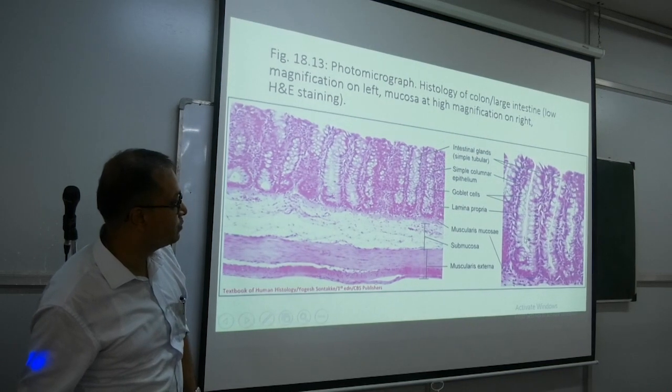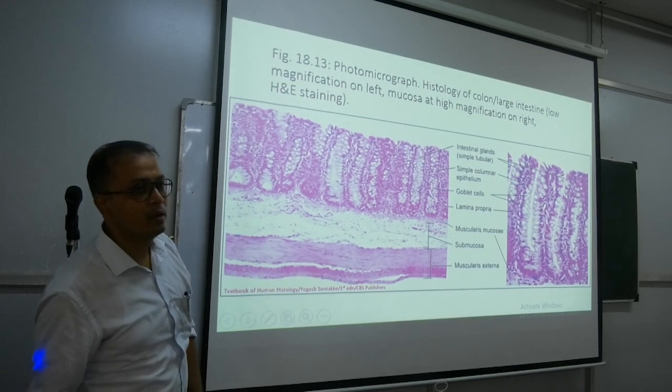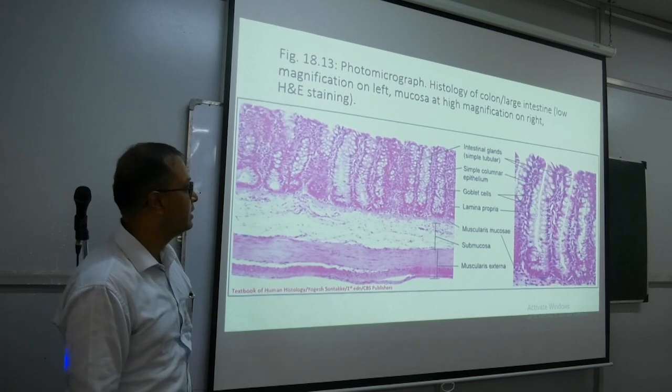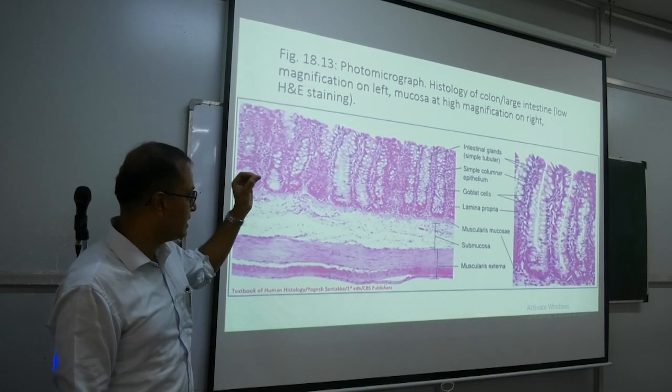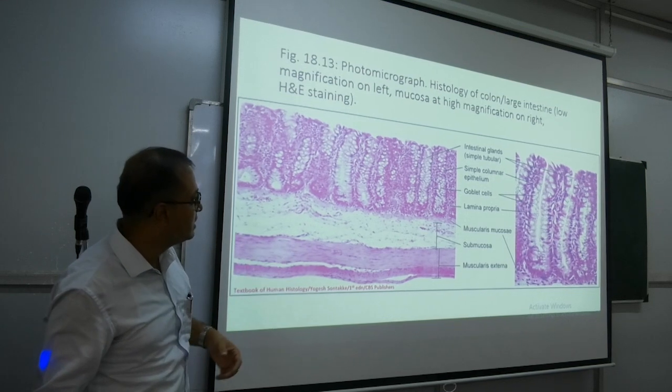So this is the gland which is going into this lamina propria, getting down below these particular cells, which are columnar tall cells. They may have microvilli on them, but a majority of them do not have microvilli in this particular region.